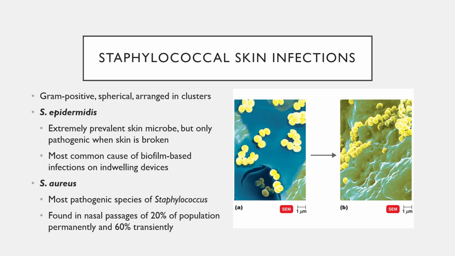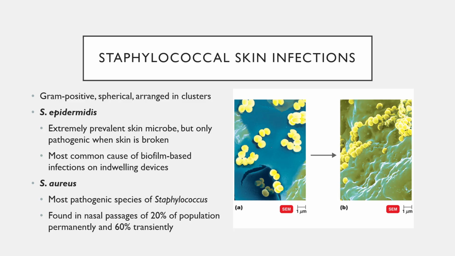Despite Staphylococcus epidermidis being a common cause of these types of infections, it is far less dangerous than its counterpart, Staphylococcus aureus, which is by far the most pathogenic species in the Staphylococcus genus. It is found in the nasal passages of 20% of the population on a permanent basis, and 60% of the population exhibit Staphylococcus aureus in their nasal passages, at least transiently or impermanently.